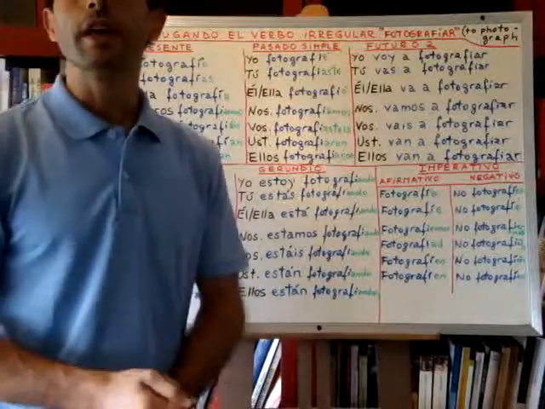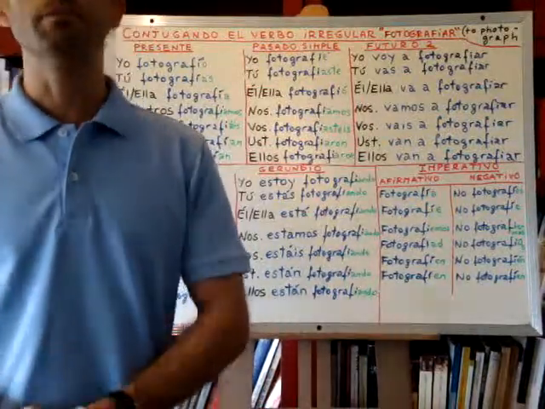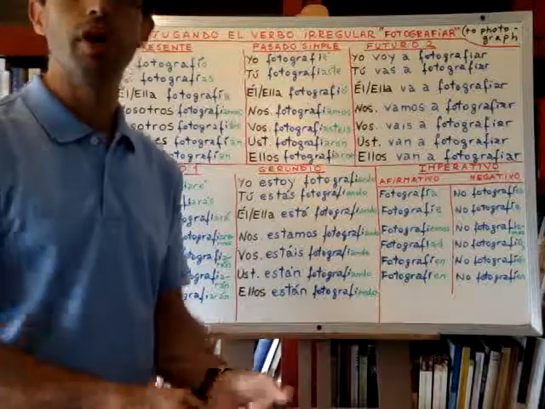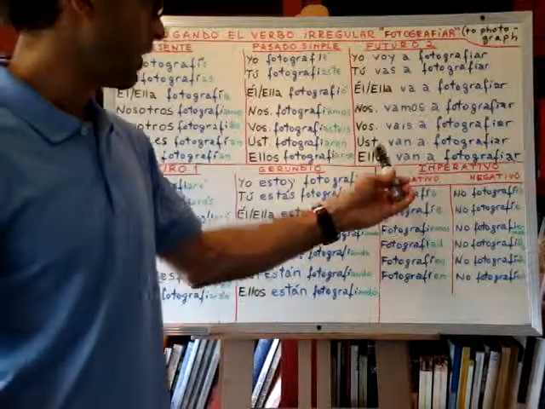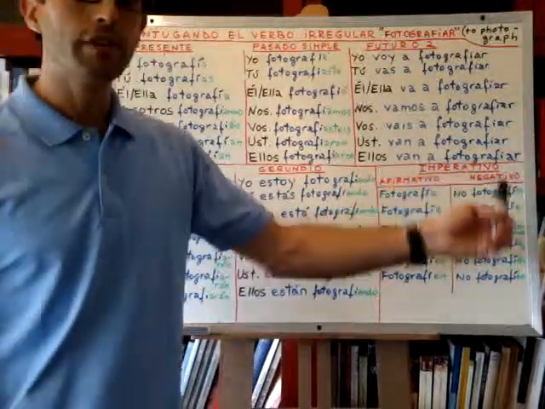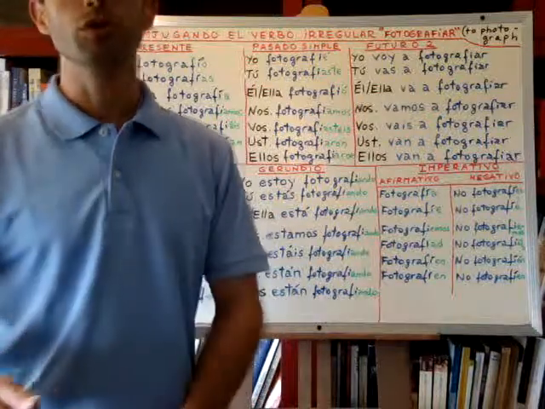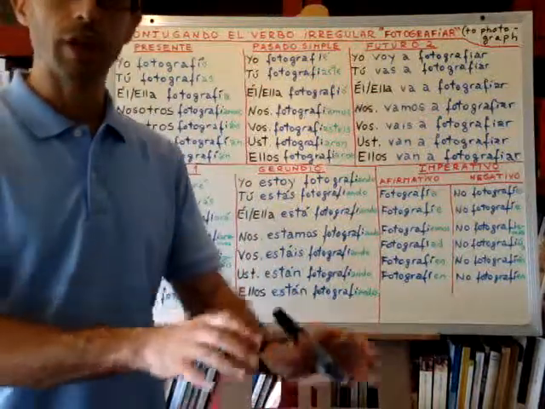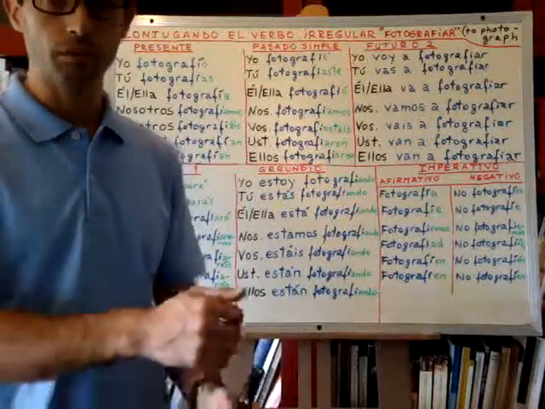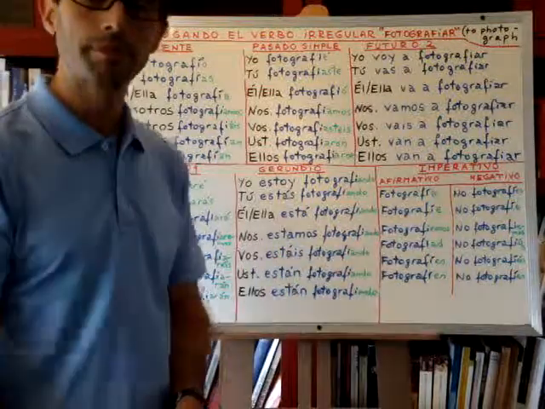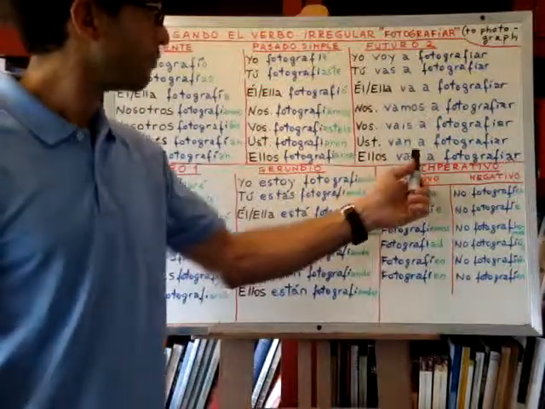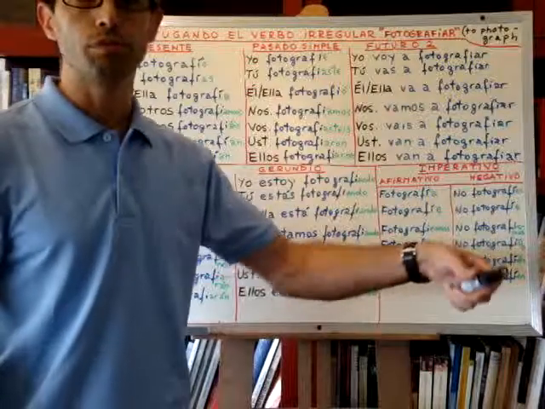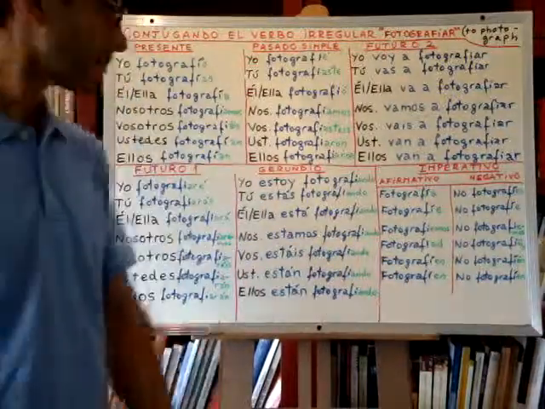For example, they are going to photograph the monkeys. They are going to take a picture of the monkeys, okay? We say, ellos van a fotografiar a los monos. Remember the preposition a, okay? To take a picture of something, right? Ellos van a fotografiar a los monos, the monkeys.